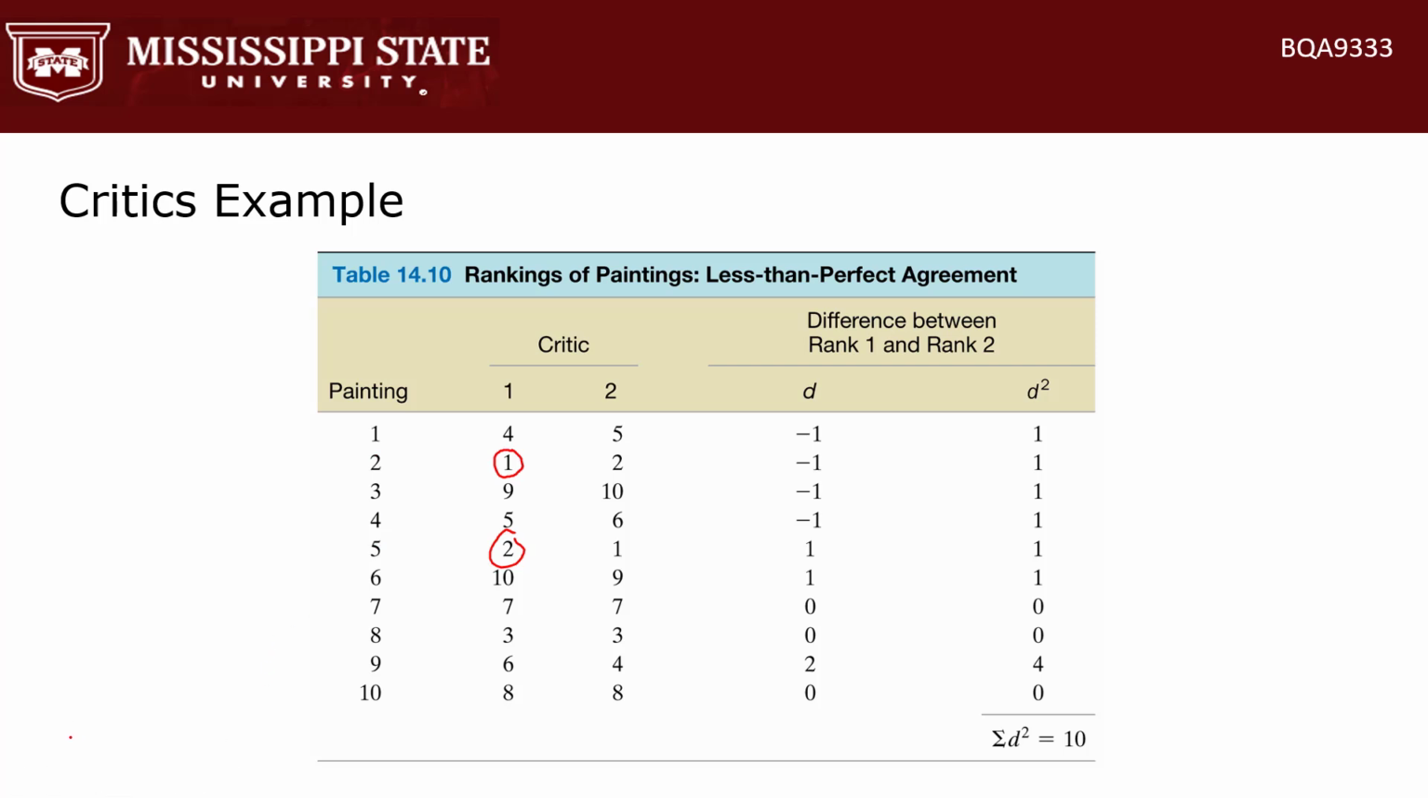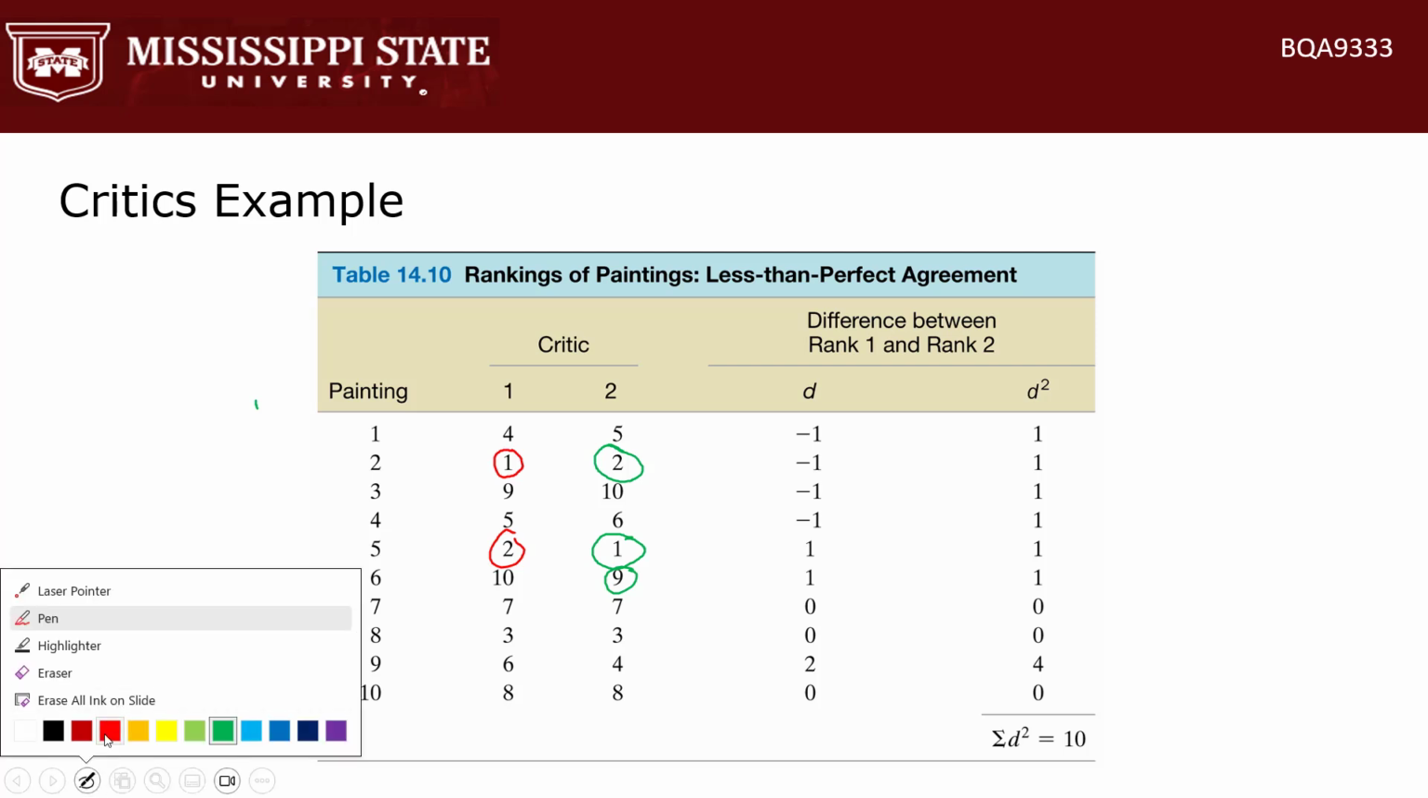Critic 2 likes painting 5 the best and painting 2 the second. So you see there's not perfect agreement, but there's general agreement as well. You see critic 2 likes painting 6 in 9th place, and critic 1 has that painting in 10th place.